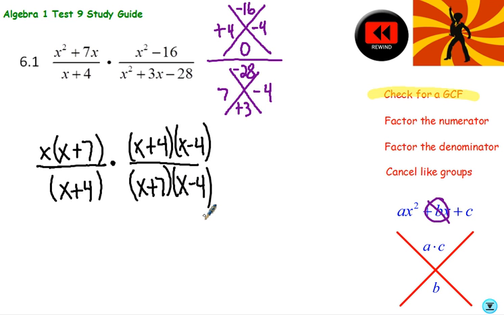And right now's the fun part. This is the easy part. Now we can just get the nails out and start slashing away here. So x plus 7, x plus 7. I can cancel an x plus 4 and an x plus 4.